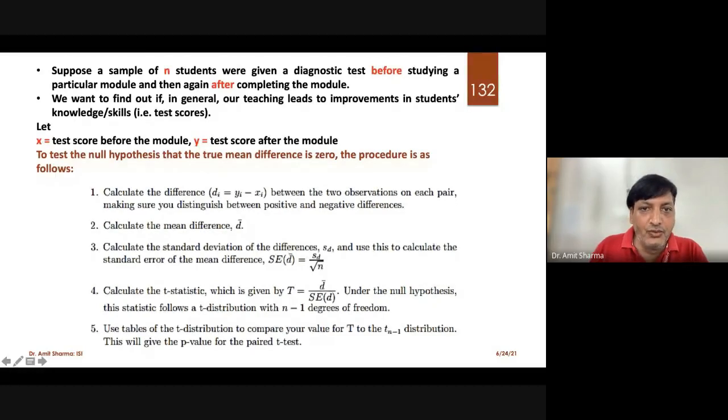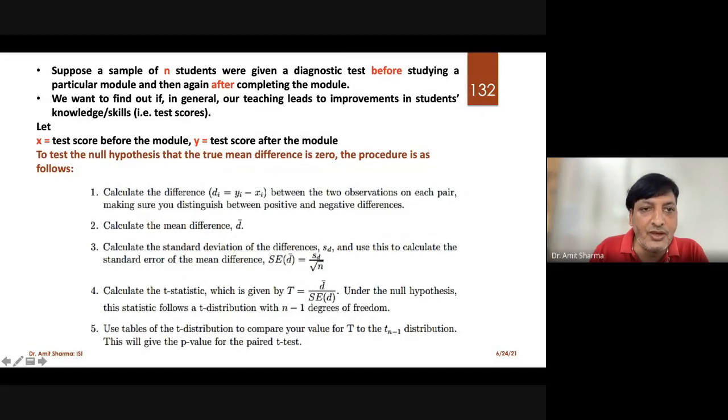So to illustrate this example and how to do it manually, I have taken an example. Suppose a sample of n students were given a diagnostic test before studying a particular module, and then after completing the module. So a module was given to a number of students concerning a diagnostic test. So we want to find out in general whether our teaching leads to improvement in the students' knowledge or skills or not. So how are you going to find out? By taking the test score.